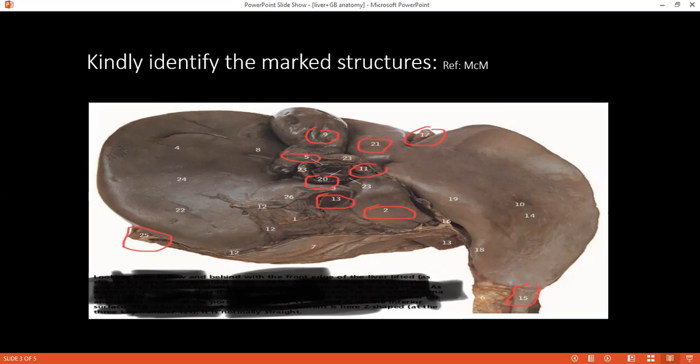What is Porta Hepatis? Can you point out which number it is? Ma'am, Porta Hepatis is number 20, 11, and 5. Basically, it is structures included in the structure 23, that is the free edge of the lesser omentum covering the Porta Hepatis. Okay.